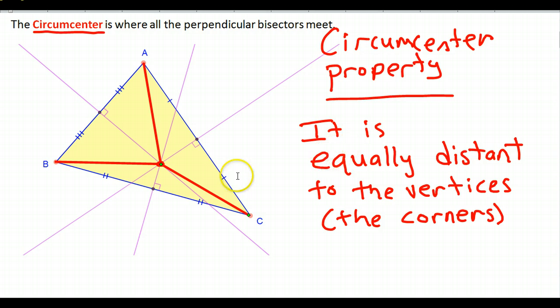So I wanted you to know how we find the circumcenter. We find it by building perpendicular bisectors and seeing where they meet. But what really matters about a circumcenter is that it will be the same distance to every corner, to every vertex in the triangle. That's why we call it a center of the triangle, because if it's the same distance to all the corners, in some sense it is in the middle.